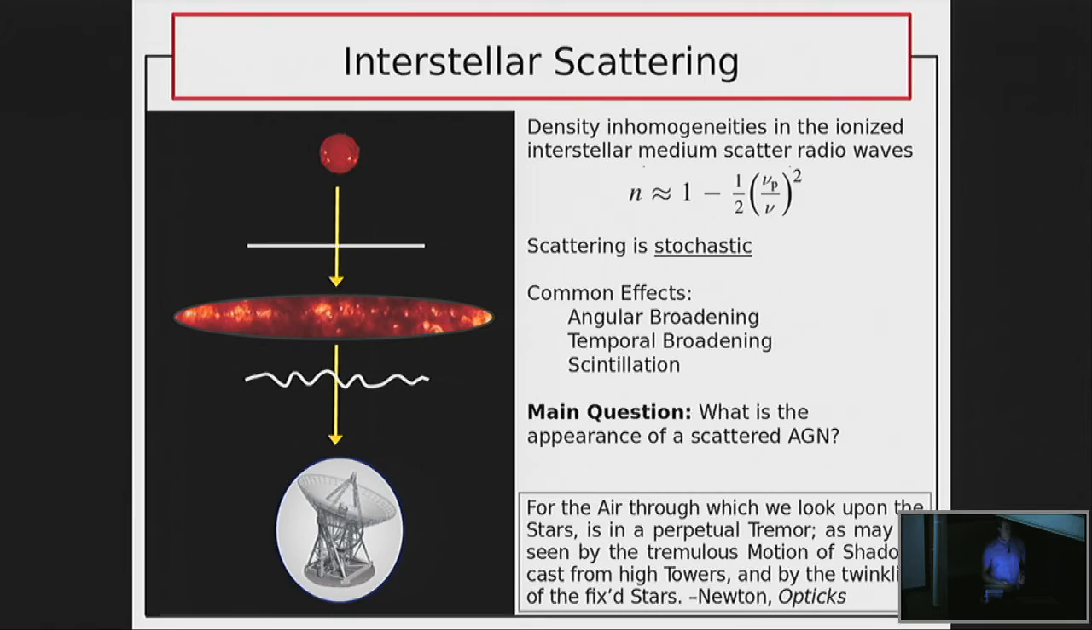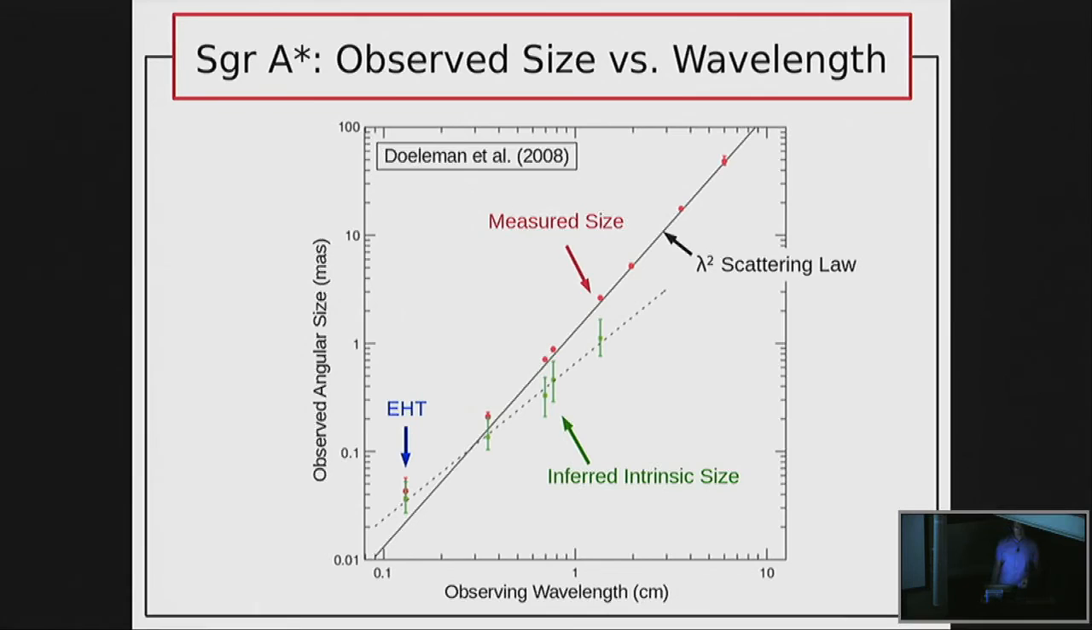The main question we're interested in asking is, what is the appearance of a scattered AGN or other very compact source, and what can we do to mitigate the effects of scattering on that image? Probably the most famous scattered source is our own galactic center supermassive black hole, Sag A star. Ever since its discovery, people have been making images of it with VLBI at a number of different wavelengths, pushing to shorter and shorter wavelengths.